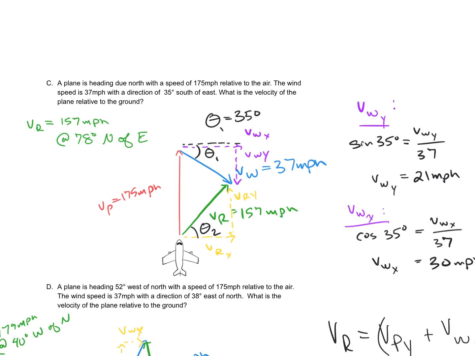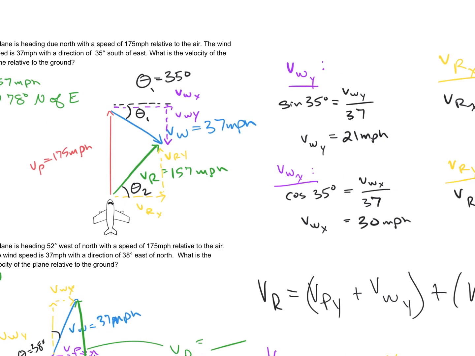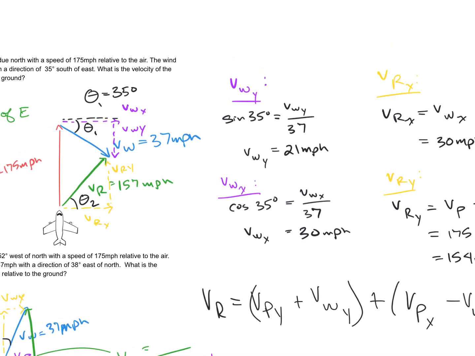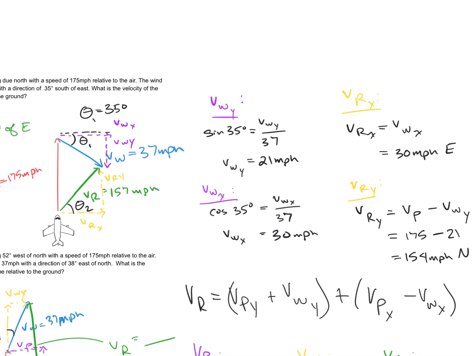And because you know that this is the only component that is in the east-west direction, this and this have to be the same. So the velocity of the resultant vector in the x direction is the same as the velocity of the wind in the x direction. So that's how you understand that the resultant velocity's x component is 30 miles an hour.